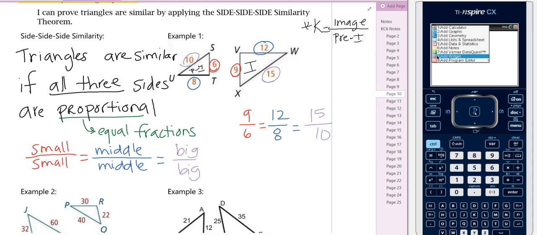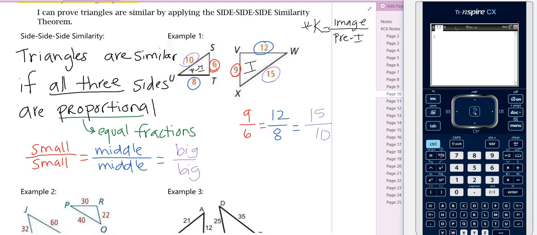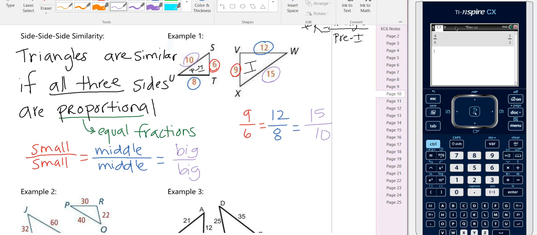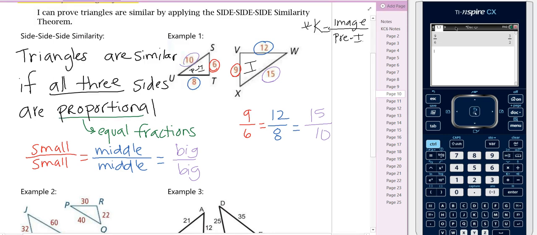Now the reason I have my calculator here is that if you are able to simplify these in your head, awesome. If not, please use your calculator. I have it right here on the right side, and I'm just going to type those in. So I'm going to do 9 divided by 6. 9 divided by 6 simplifies to 3 halves.